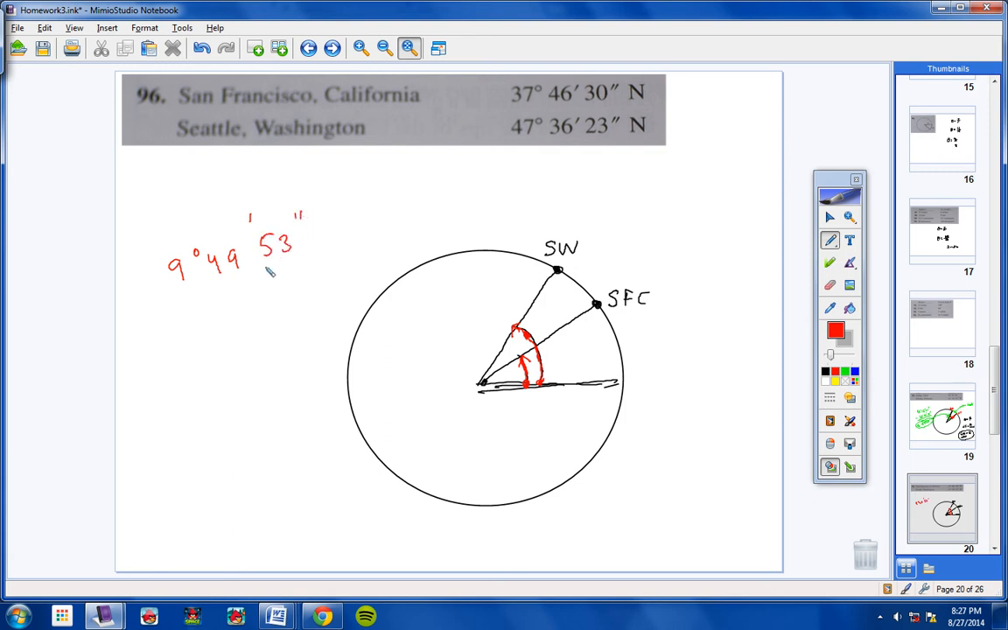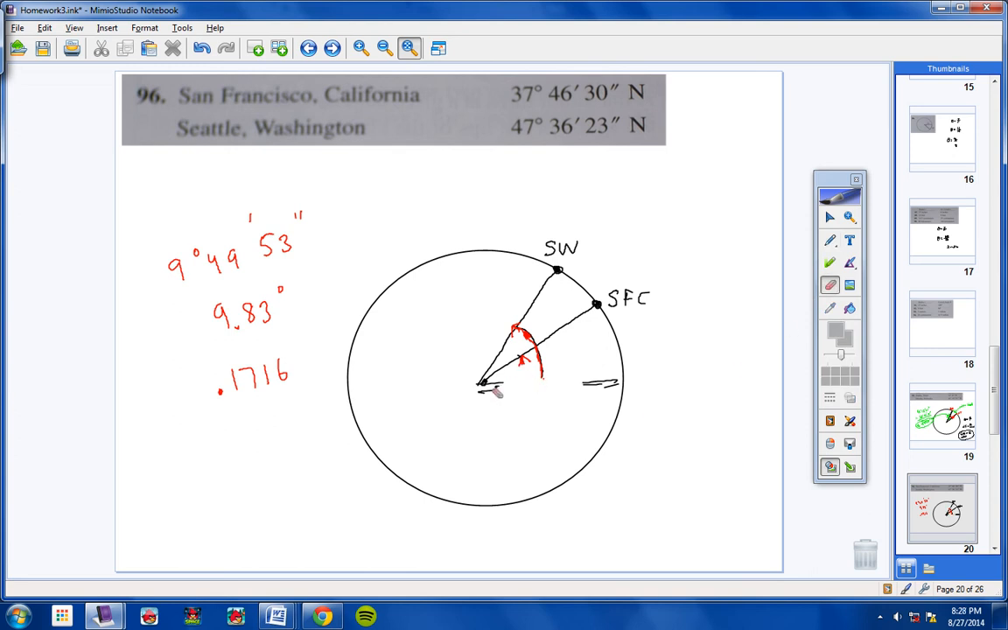And if we convert that over to radians, and by the way, if you want that in degrees, I could do it for you really super quick here. 9 degrees, 49 minutes, and 53 seconds would be 9.831. So the degrees would be 9.83 degrees. And if you convert that over to radians, you're going to get 0.1716 radians.